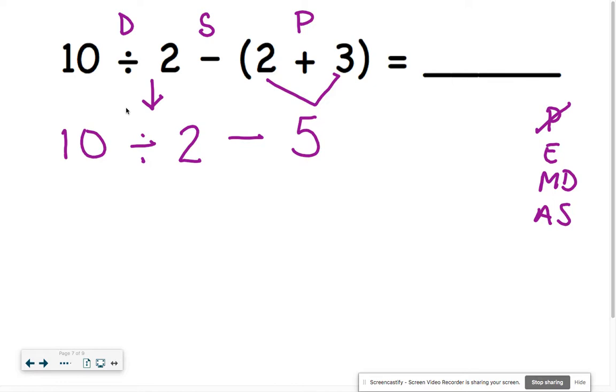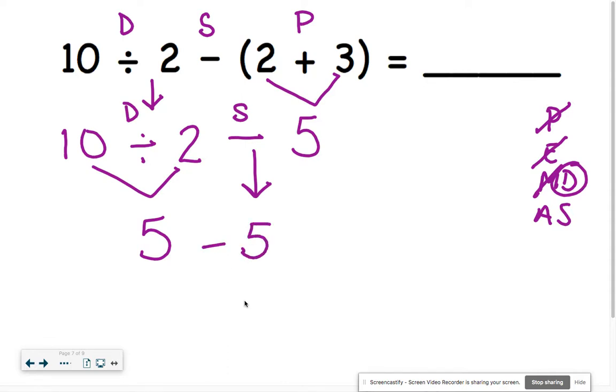The next step, let's identify what we have. We have a division and we have a subtraction. We don't have any exponents. We don't have any multiplication, but we do have division. So we're going to do our division next. 10 divided by 2 is 5. And we're going to carry down the rest of our problem.